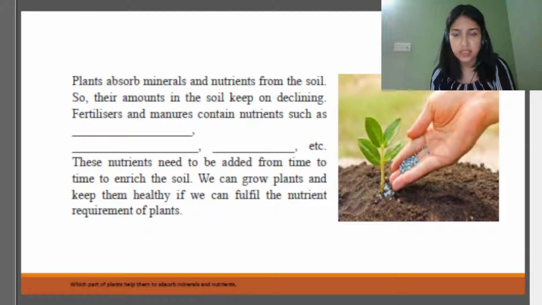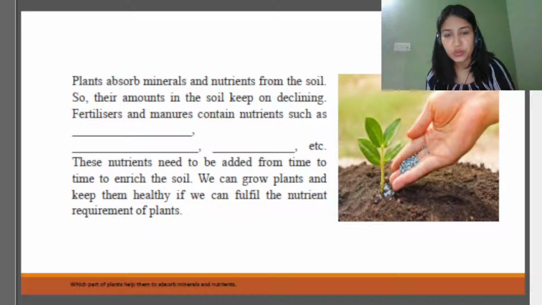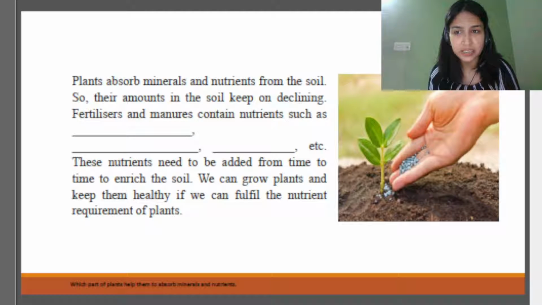Now we have this slide in front of us that says plants absorb minerals and nutrients from the soil, that we are aware of already. I hope you are also. If not, then you came to know it by now. So they absorb the nutrients from the soil, so their amount in the soil keeps on declining. Fertilizers and manures contain nutrients such as, do you know what nutrients the fertilizers and manures contain?